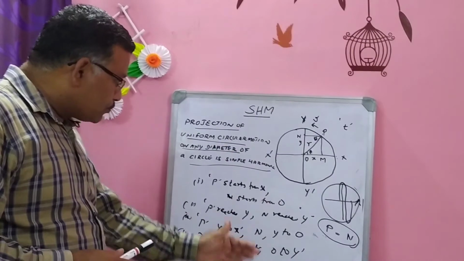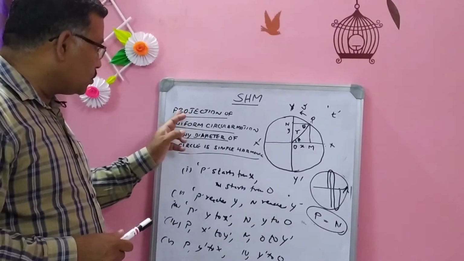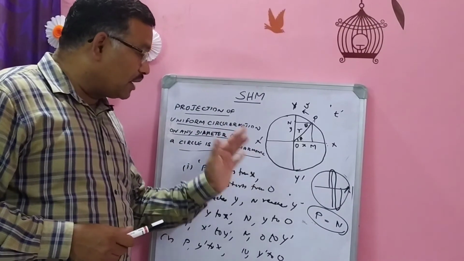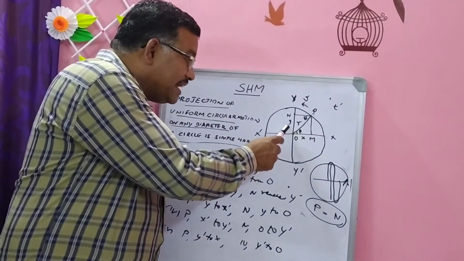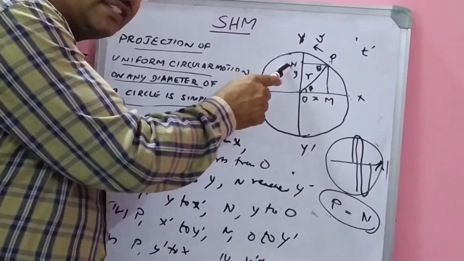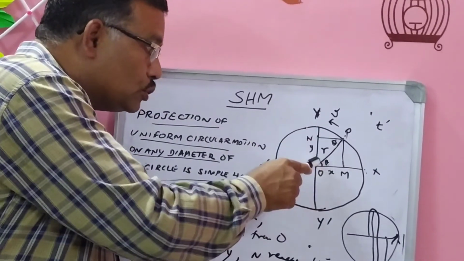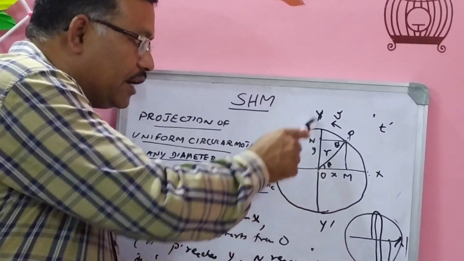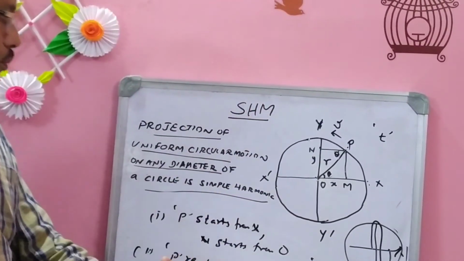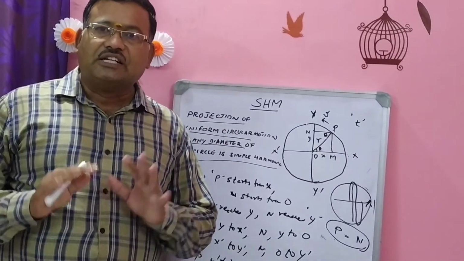So from these points we have proved that the projection of uniform circular motion on any diameter of a circle is simple harmonic. Why? If we imagine a particle in the place of the projection, then it executes simple harmonic motion. By having this fixed point, it moves up and down. So now we have proved that the projection of uniform circular motion on any diameter of a circle is simple harmonic.